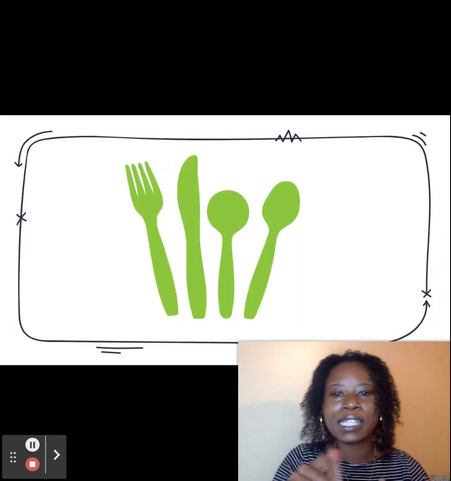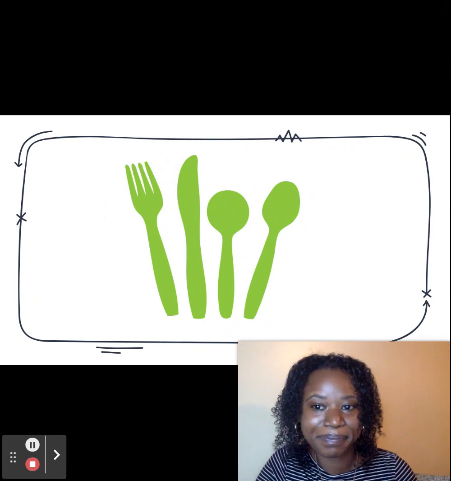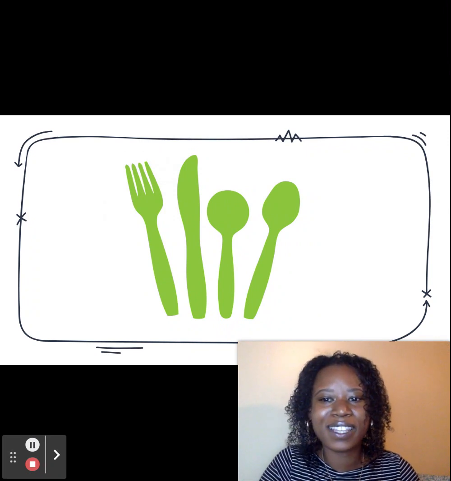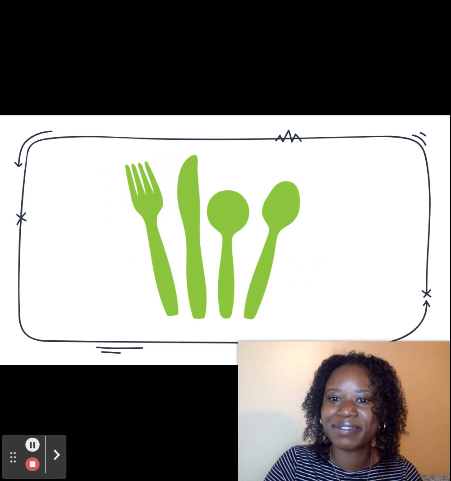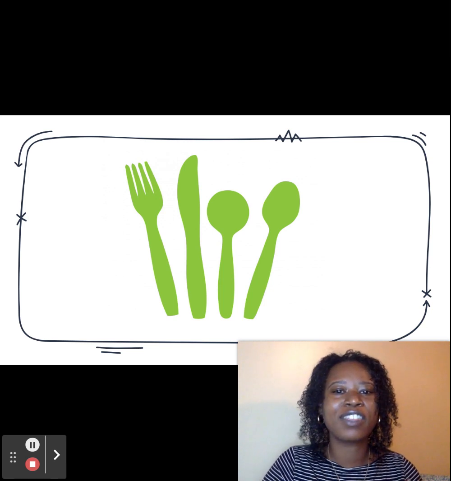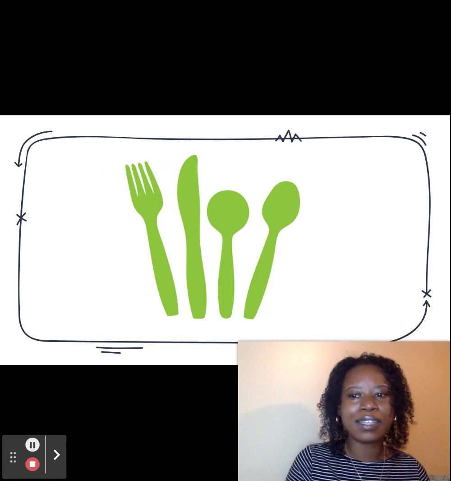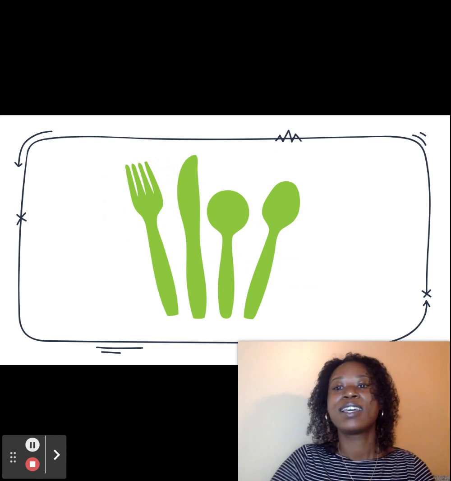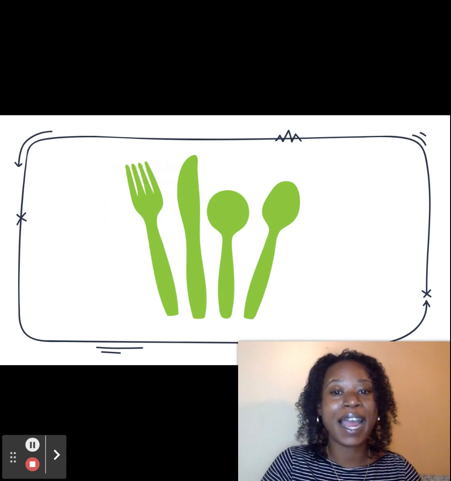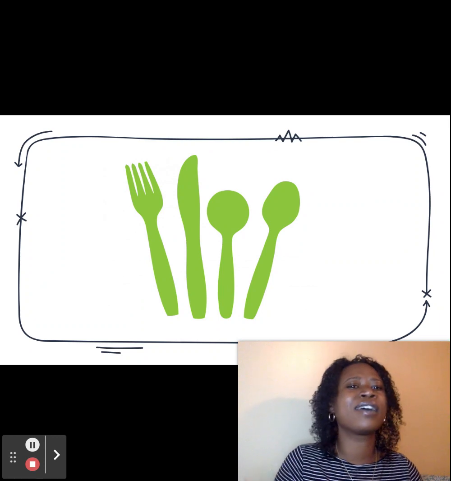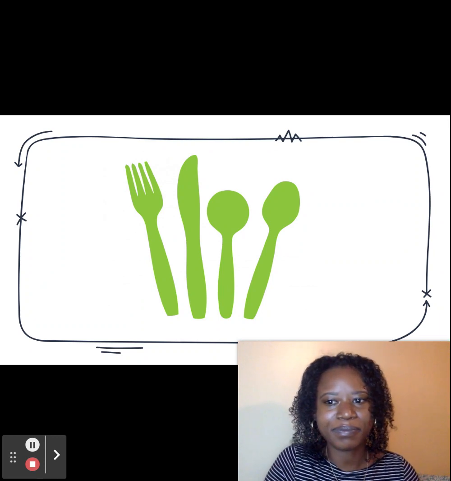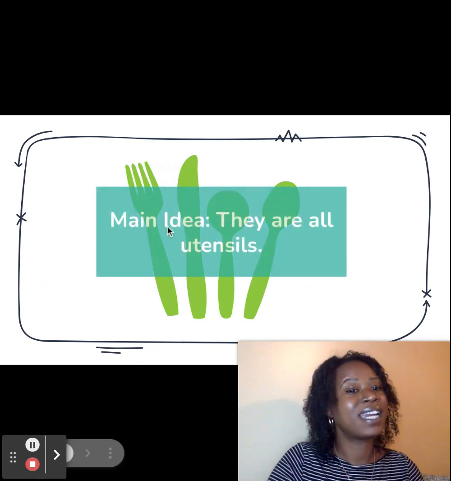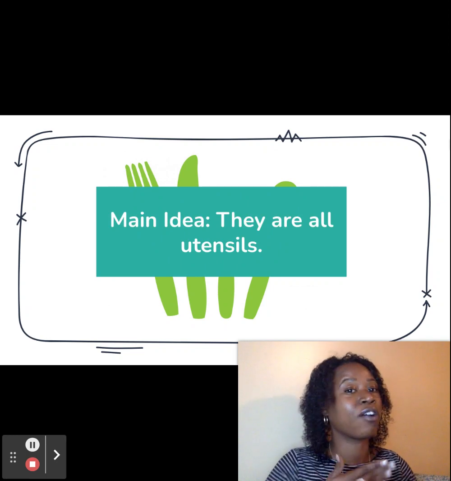So imagine I found these details in the text. It seems like they would fit together in a straightforward way, right? But now you need to find the right words to convey how these things fit together. The main idea should come from your mind. So I asked myself, how do these details fit together? So the main idea I came up with was, they are all utensils.